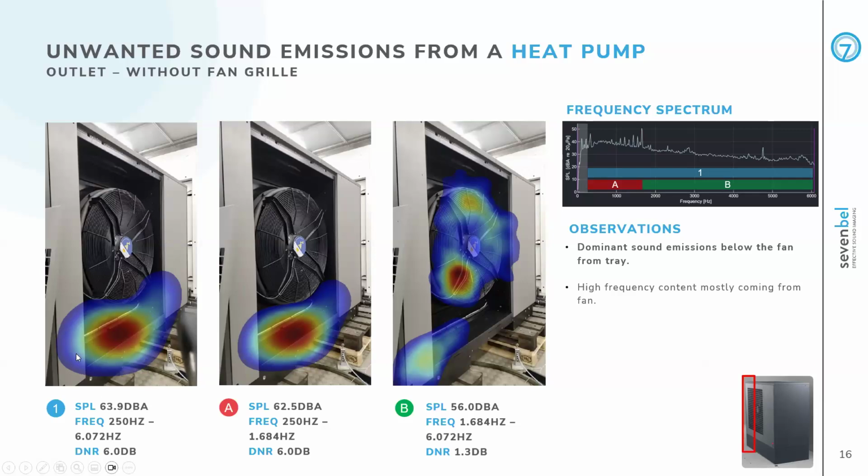So these wires that come attached to the tray of the unit, they come from the compressor, and they vibrate. And so they are transmitting this vibration to the bottom of the unit, which in turn is radiating that vibration as sound. So let us try something to remediate this situation.